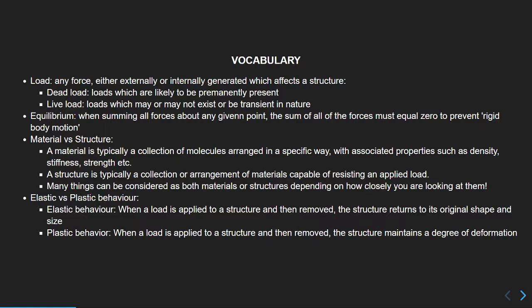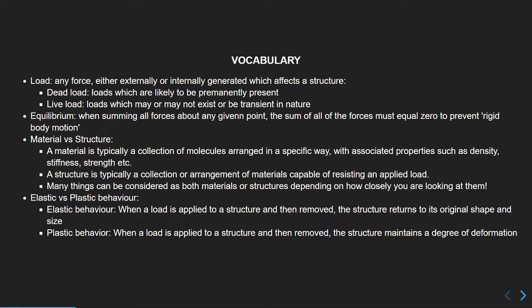Okay, so everyone can see my pasta. Elastic behavior is when a load is applied to a structure and then removed, the structure returns to its original shape and size. So for example, with this pasta, you can see it's quite elastic at the moment. I can apply loads to it and it bends, but it comes back to its original shape as I need it, and there's a bunch of loads being applied.